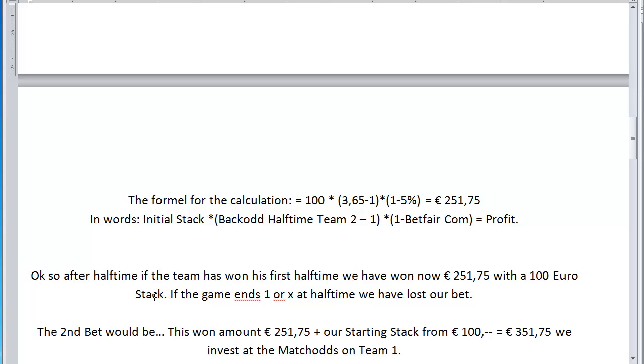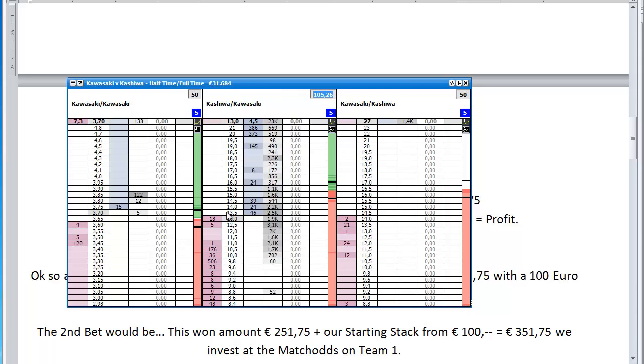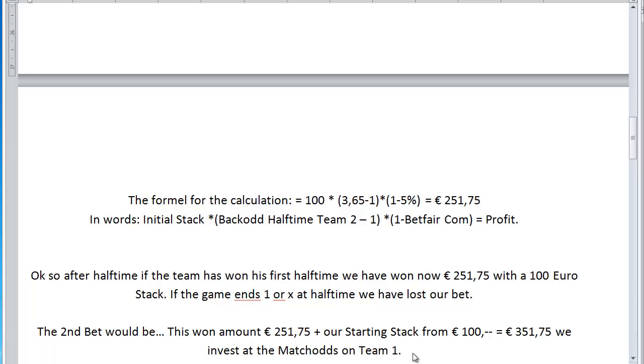If the game ends 1 or a draw at halftime, we have lost our bet. You have also lost your bet on the halftime full-time market. If at the first halftime Kawasaki is winning or it's a draw, you will also lose 100 euros on this market. Okay, so the second bet, logically, would be that this amount of 251.75 plus our starting stake of 100 euros, so a total stake of 351.75, we invest at the match odds on team 1.